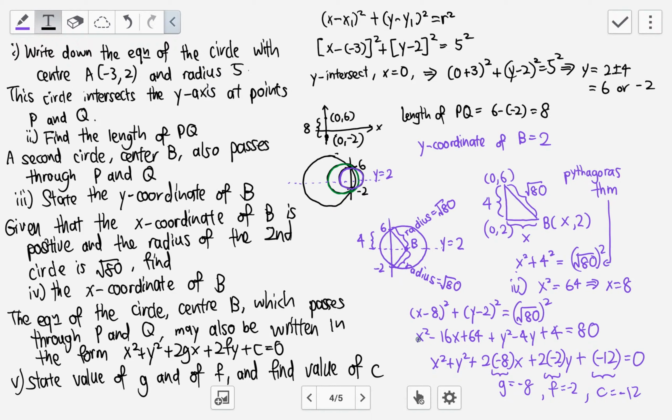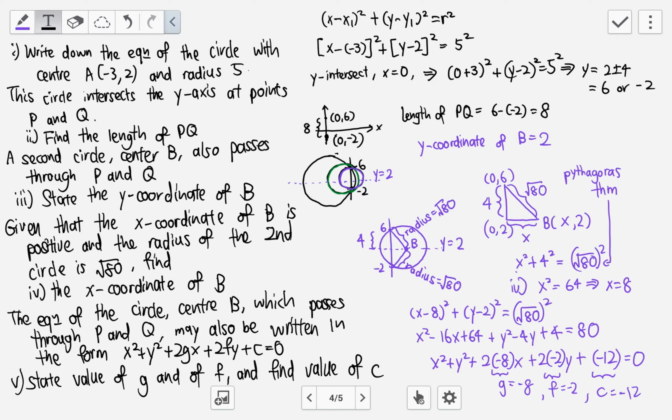I just change it to the form that they want, so that I can compare and know what my G, F, and C are, because they want me to find the value of G, F, and C. So I just expand this out, using the expansion formula. This will be x squared minus 16x plus 64, plus y squared minus 4y plus 4, equals the square of root 80, which is 80. In fact, I need not evaluate, I could just write it in this form straight away: x squared plus 2ab plus b squared.